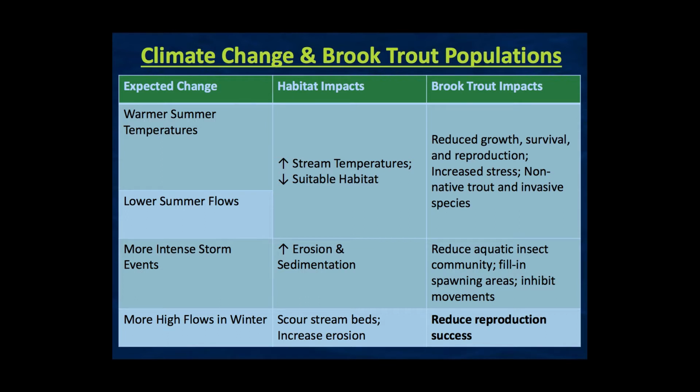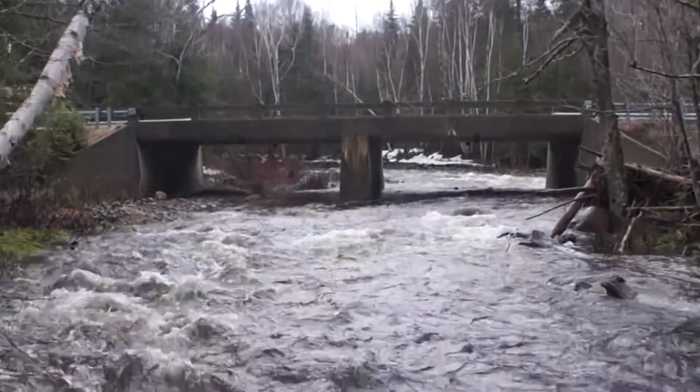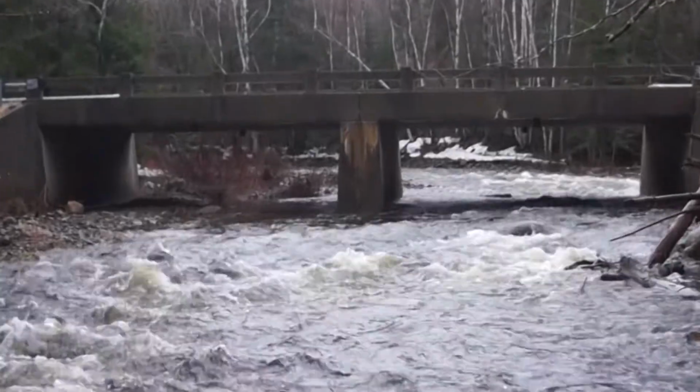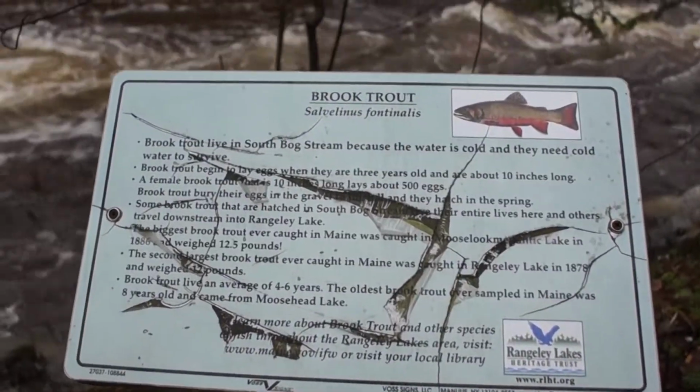More intense storm events are leading to rising rates of erosion and sedimentation, reducing aquatic insect communities, fill in spawning areas, and inhibit movement. High flows in winter scour stream beds and increase erosion, reducing reproduction success. These examples are just the common repercussions on brook trout communities.